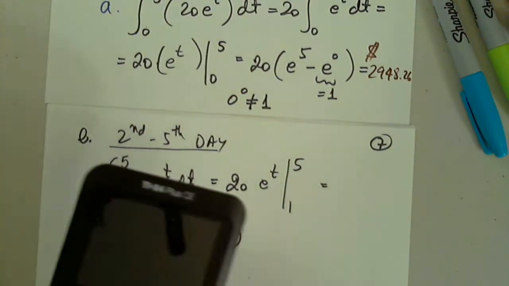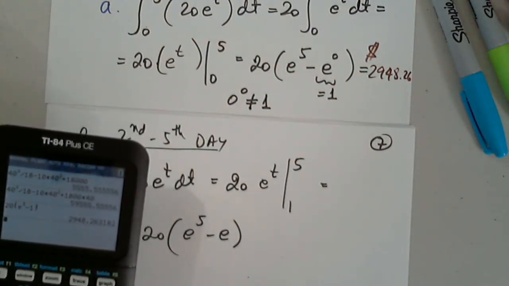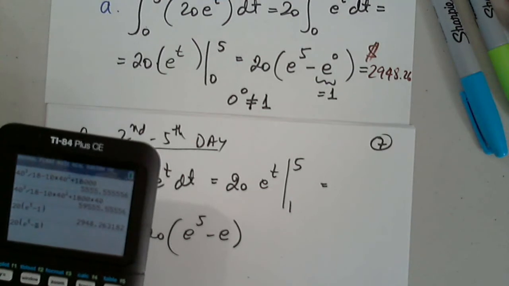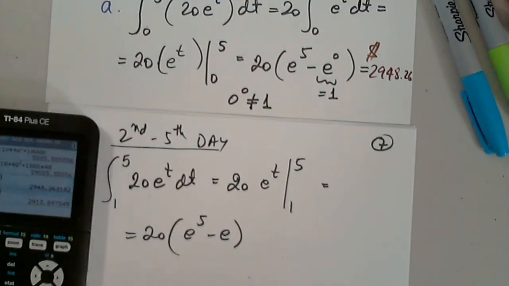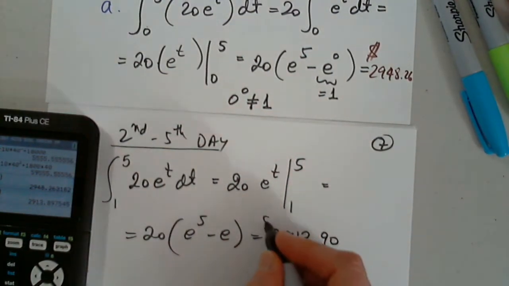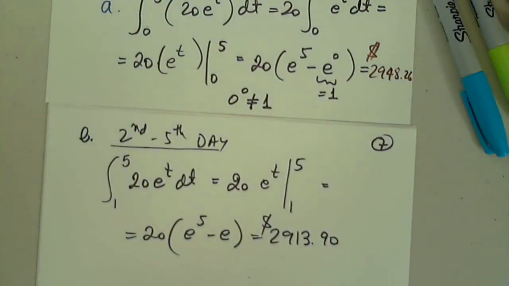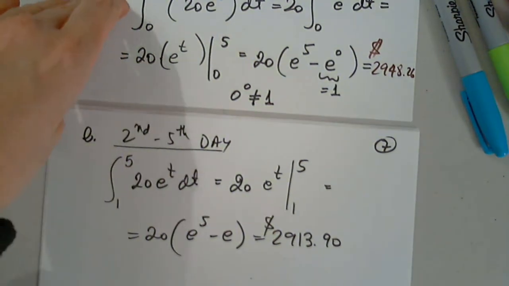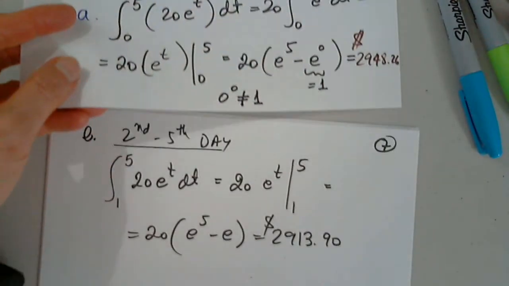So let's see what we get. So all I have to do is just repeat with e in here and just press enter. 2913.90. And in this way we can calculate anything we need, any sales, once we have the rate of change of sales, we're given the rate of change of sales.